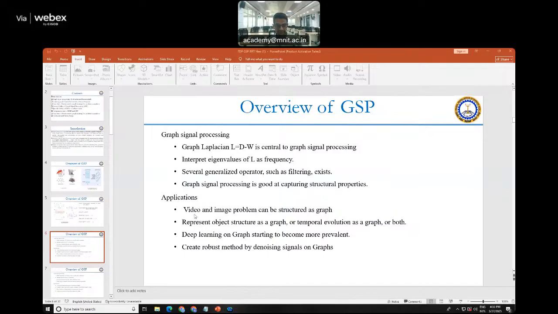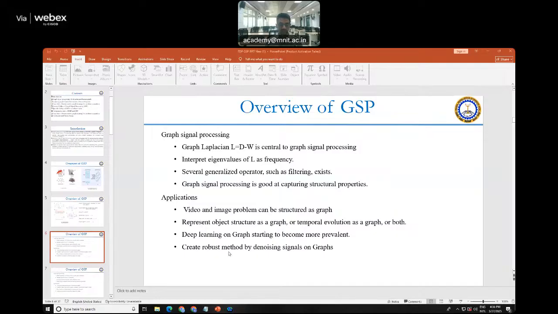What are the applications? Video and image problems can be structured as graphs. Represent object structure as a graph. The object structure means, for example, we are taking some figure, some image. Deep learning on graphs is starting to become more prevalent. GCNN, for example: many people who have been using deep learning concepts like the convolutional neural network, a new concept has come, graph convolutional neural network, which is very good because it takes into account the structure.